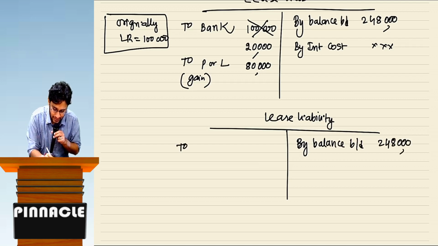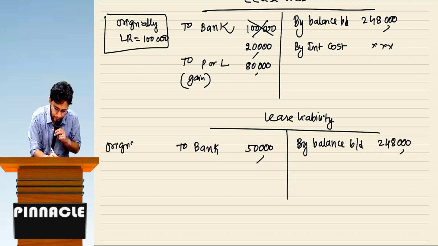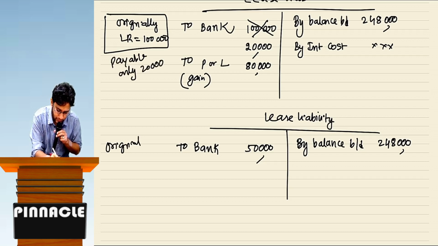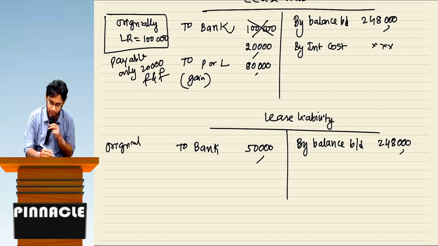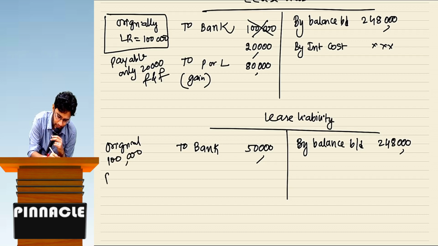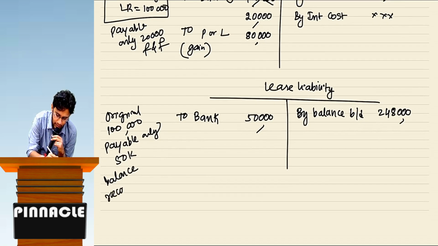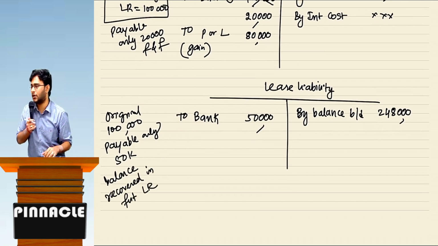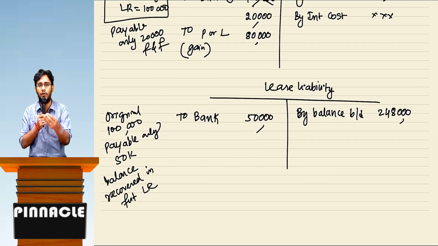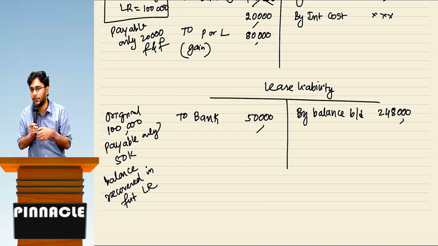Sir, let's say on the bank side I paid 50,000. Originally 1 lakh, payable only 50,000 now, and the balance is recovered in future lease rents. So future lease rents, normally every year 1 lakh, instead of 1 lakh he will collect 1,15,000 or 1,20,000. So whatever 50,000 reduction you got now, that reduction you have to pay in the future.